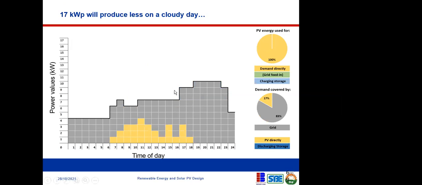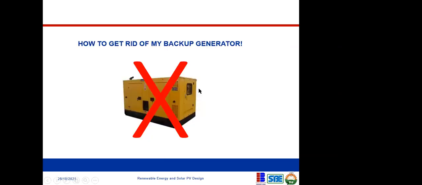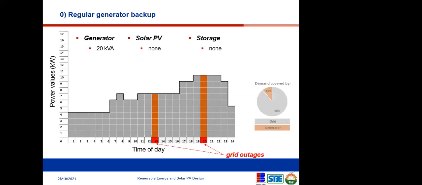Now this is a worst case scenario whereby the sun did not come out. If the sun did not come out, you're also assured that whatever generation is coming from the solar is being fully utilized by the load profile, okay? So how do you get rid of your generator? I mean, how is it possible you can get rid of your generator? So I'll just quickly run over this.